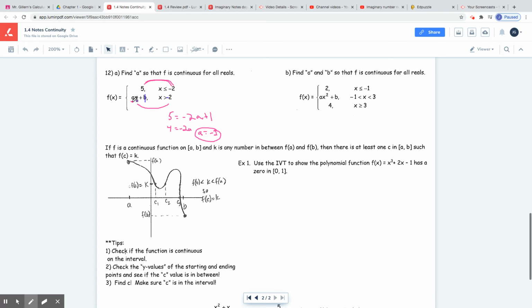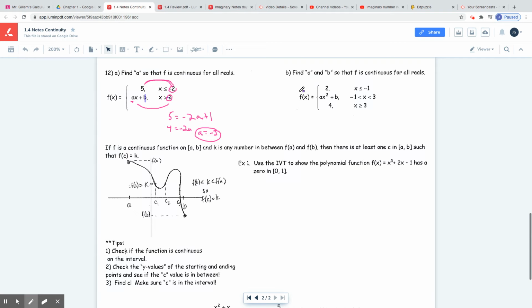If a was negative 2 and I had negative 2x plus 1, when I plug negative 2 into both, I would get 5, and that means I would have a continuous function. So you just plug in whatever this value is into both equations and set those two values or expressions equal to each other. All right.